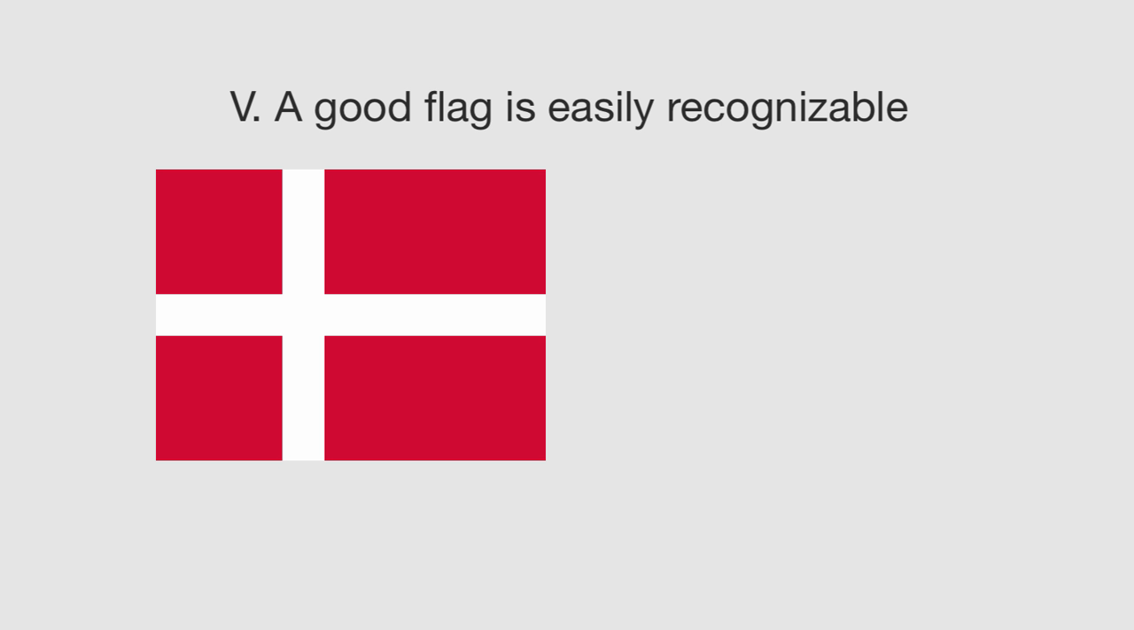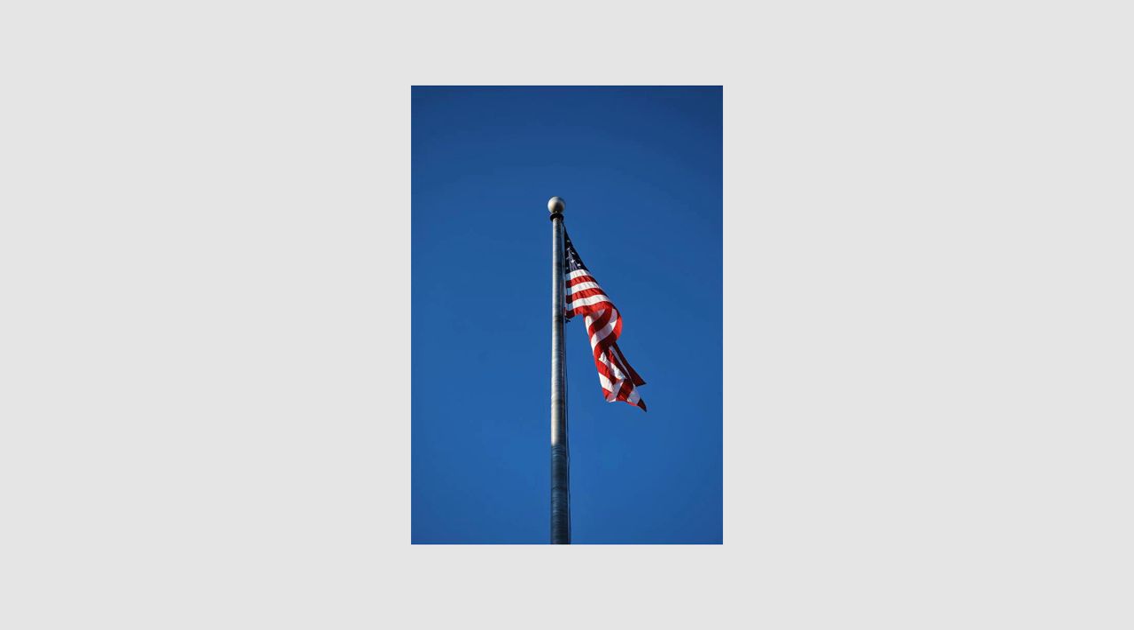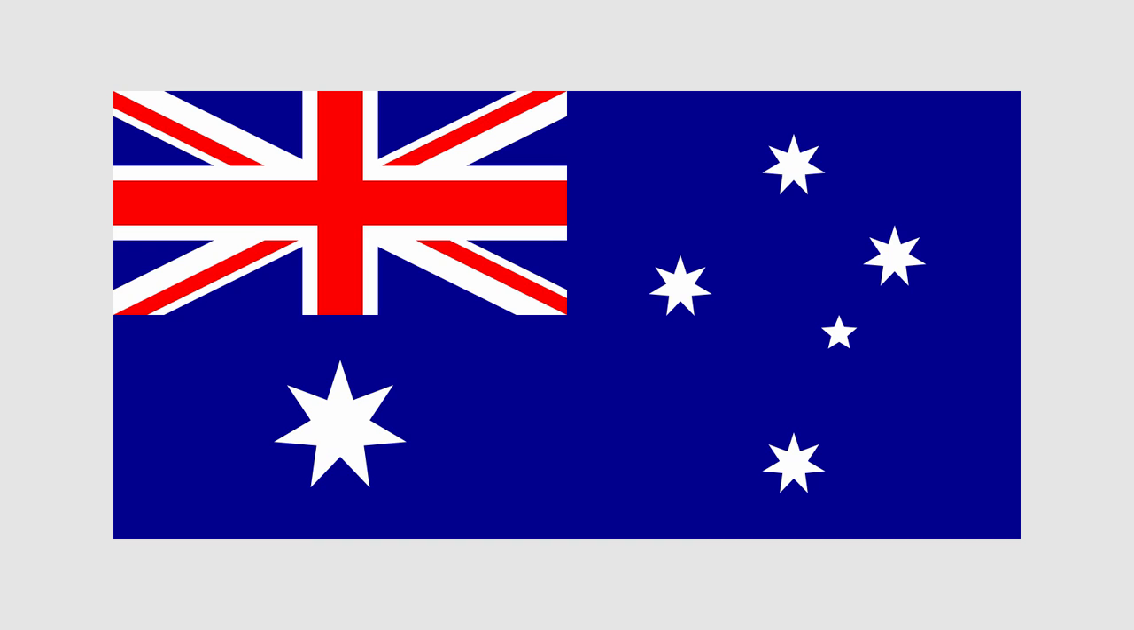5. A good flag is recognizable backwards and in many other scenarios. One trick to make sure a flag can be recognized even when sitting still on a pole rather than flying in the wind is to make a unique design element in the canton, the top left corner. Seem familiar? Well, probably because it is.